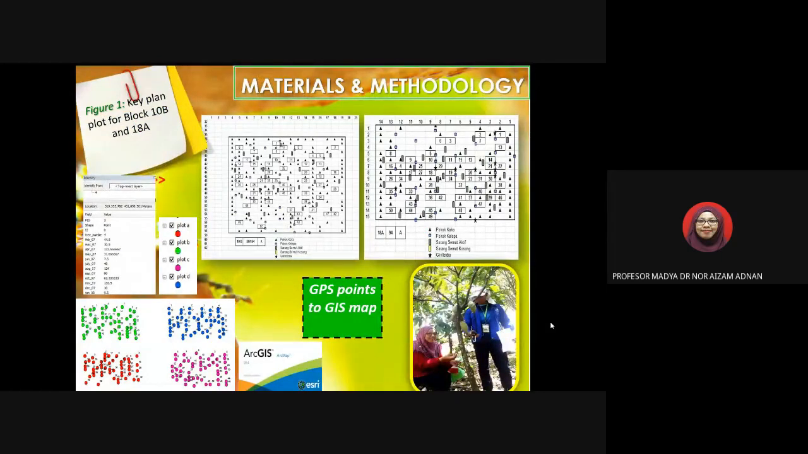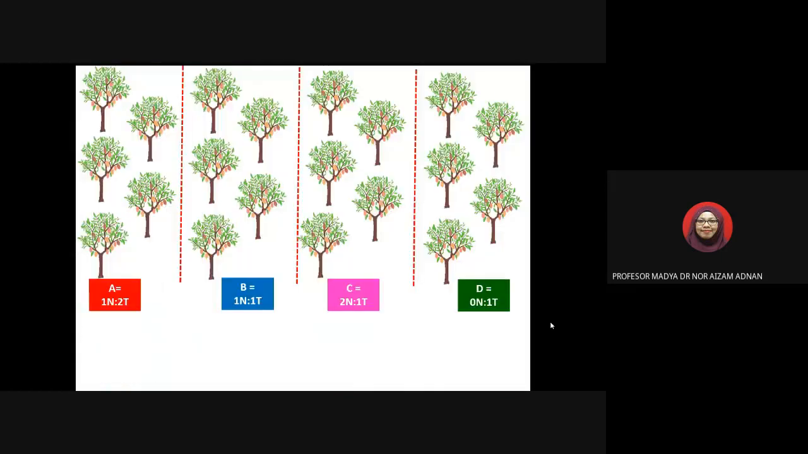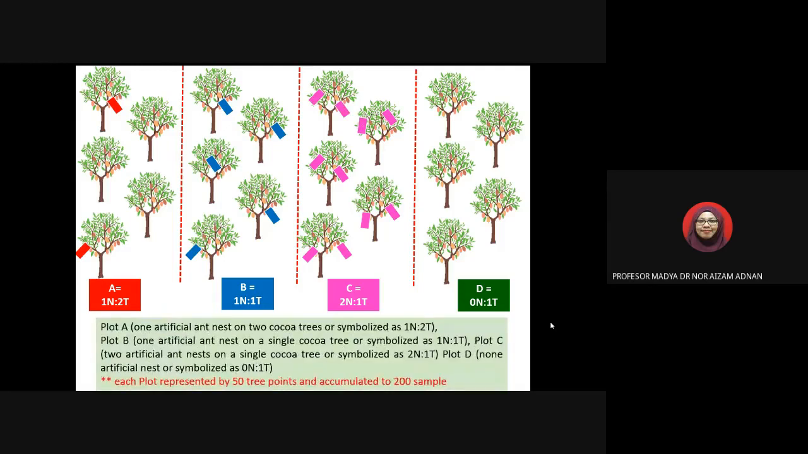GPS points consisting of XY coordinate locations using RSO projection were collected using a handheld GPS device. The points were converted into a GIS map and analyzed in ArcGIS software. Four different artificial nests of CBA were tested, with each plot represented by 53 points, totaling up to 200 sample trees.